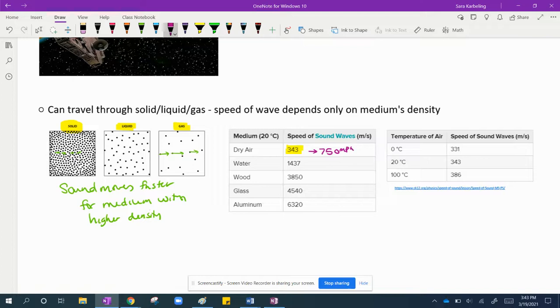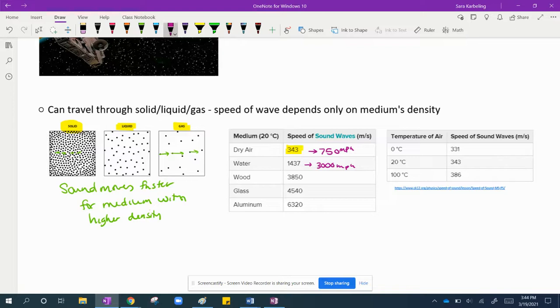That's pretty darn fast. But as we move up in terms of the density, like for water, the sound wave is going to move at something on the order of like 3,000 miles per hour. And when we move even to a more dense medium like aluminum or steel, those more dense metals, it can move up to 10,000 miles per hour in those media. Okay, so the density of the material based on where the molecular structure matters.